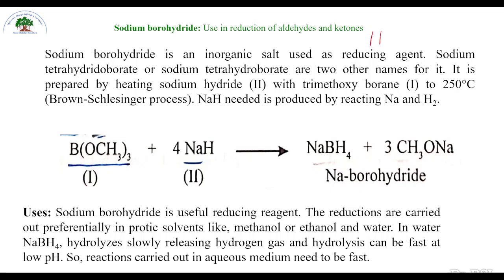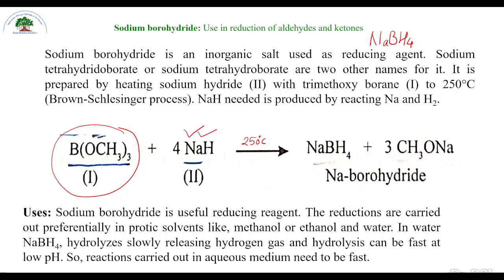Its structure is NaBH4, that is sodium borohydride. This is prepared by the reaction of trimethoxyborane. This trimethoxyborane reacts with sodium hydride at 250 degrees Celsius, and we get sodium borohydride. The sodium hydride required in the reaction can be prepared by the reaction of sodium and hydrogen gas. So sodium borohydride is a useful reducing agent.